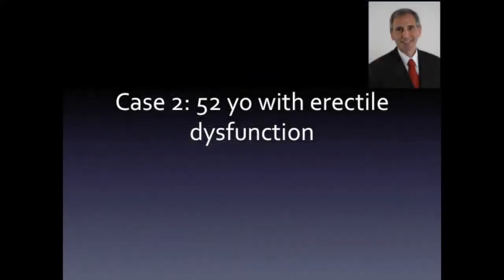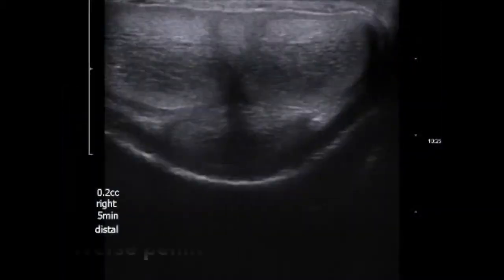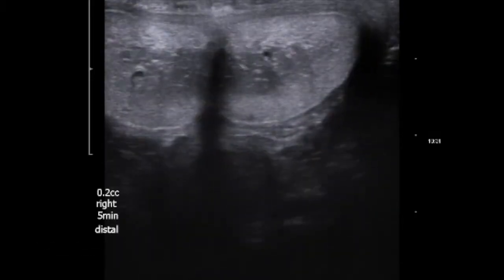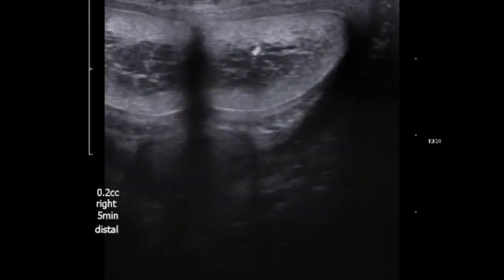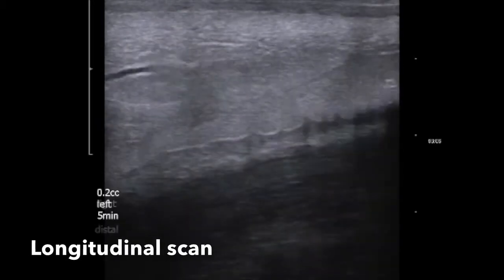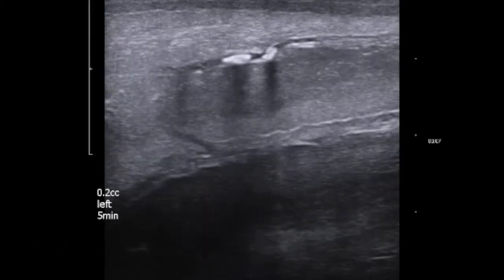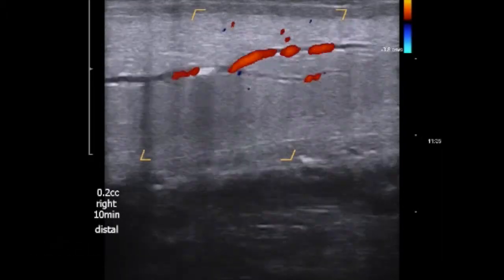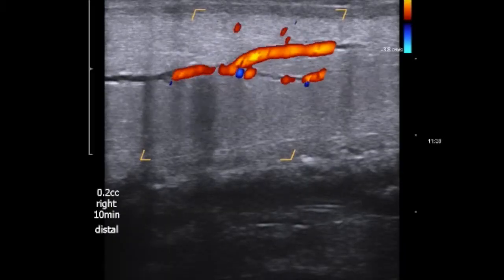This next case is of a 52-year-old gentleman who presents with erectile dysfunction. A survey scan was done at baseline and after injection of 0.2 mL of our standard dose of trimix as shown here. Although not appreciated at baseline, there appears to be a calcification in the left cavernosal artery. A longitudinal scan of the left cavernosum demonstrates 2 calcifications in the cavernosal artery. As shown here, the survey scan with color Doppler demonstrates that one of the calcifications is at a bifurcation of the cavernosal artery.